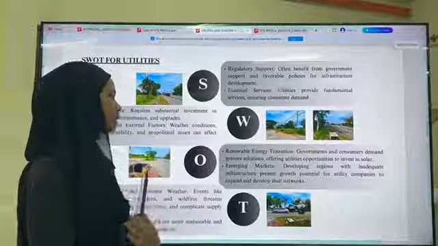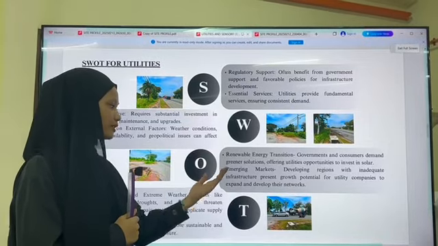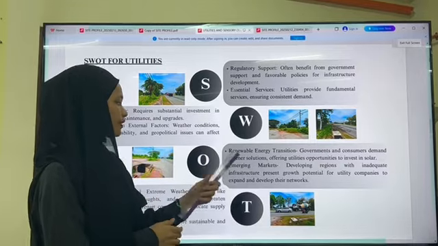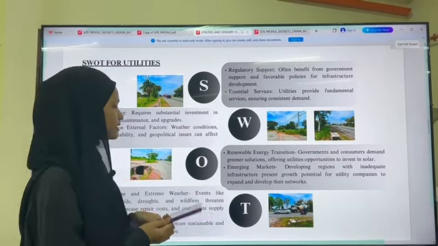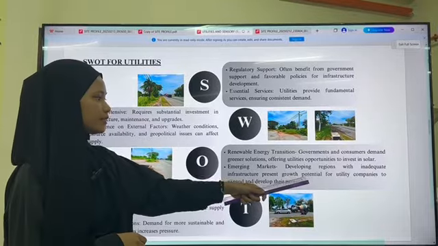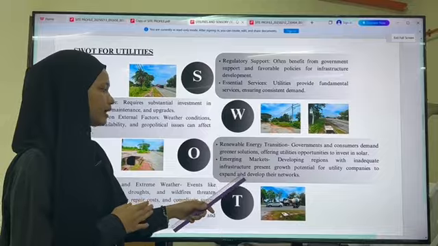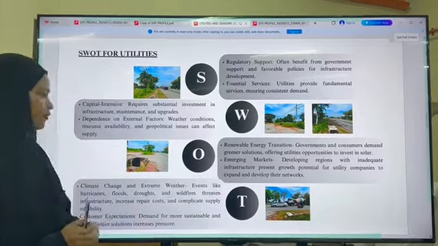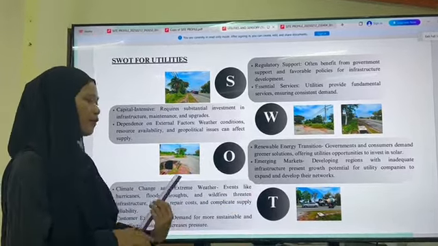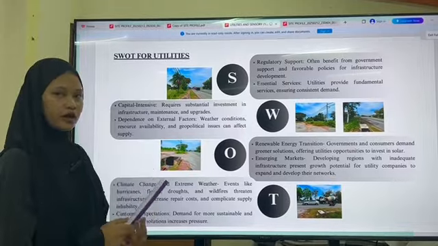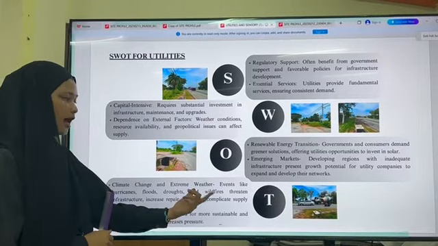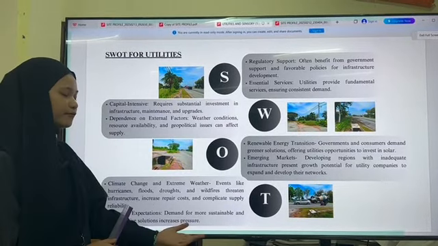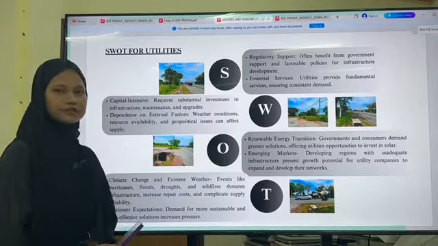Next is O, opportunity. We can use the renewable energy transition. For example, governments and consumers demand greener solutions like solar. Next is emerging markets. Given regions with not enough infrastructure, utilities companies can find growth potential and expand their network. For threats, lastly, climate change and extreme weather, where Malaysia also gets extreme weather like floods, droughts, and wildfire that threaten our utilities. And customer expectation, where demand for sustainability and cost-effective solutions increases pressure.